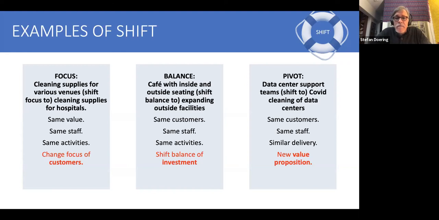So that's a balance. And a pivot is, hey, we used to do X. There's a company out on the East End that was doing data support systems for data centers. And they said, because of COVID, we've got to start cleaning these places. And so they retooled and revamped. Same customers, but they now are doing things in a different way. Those are the three different types of shifts that we're talking about.